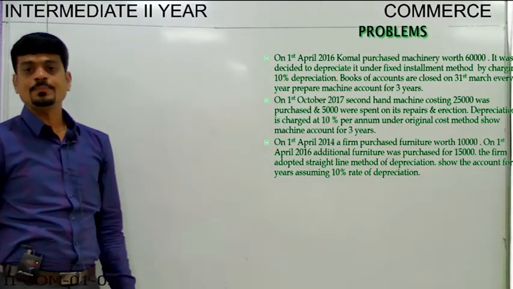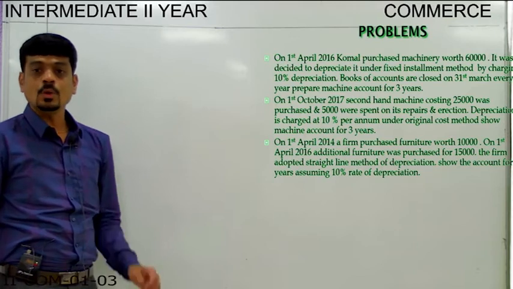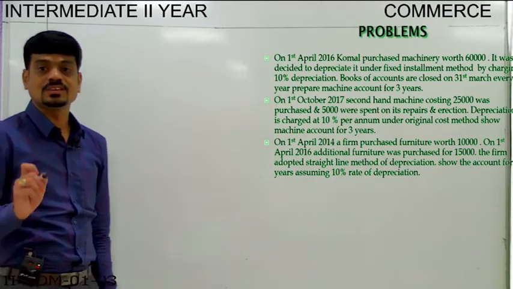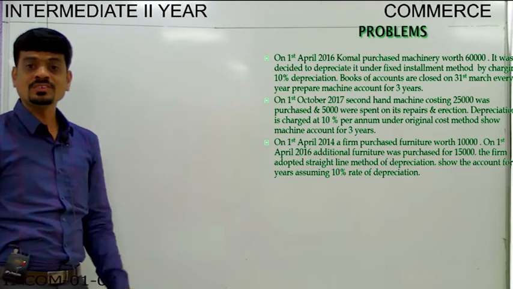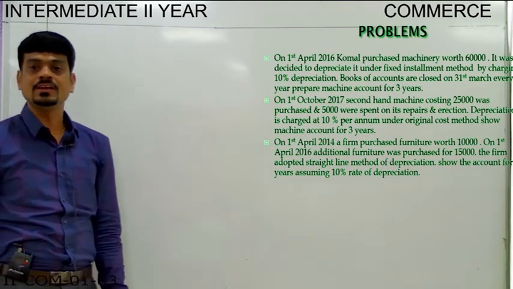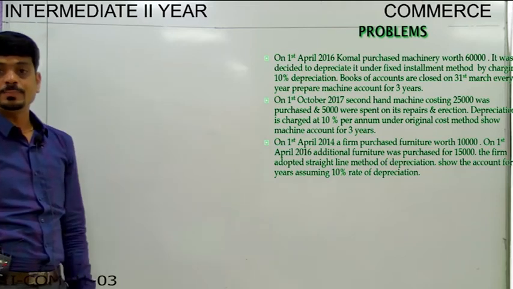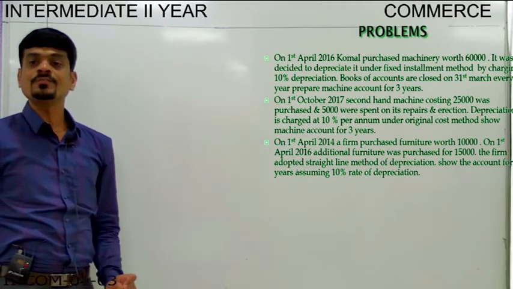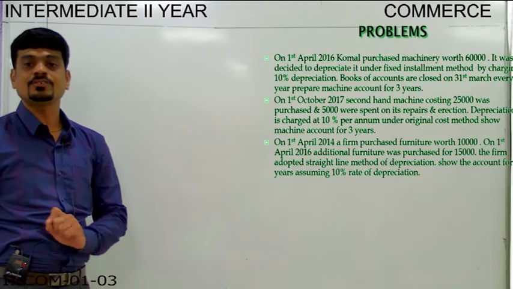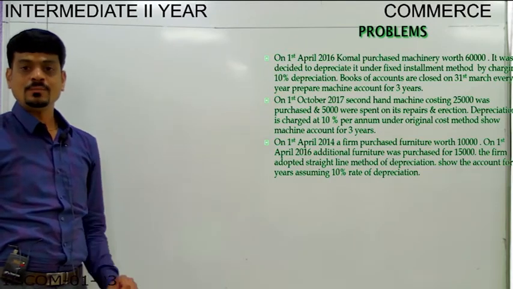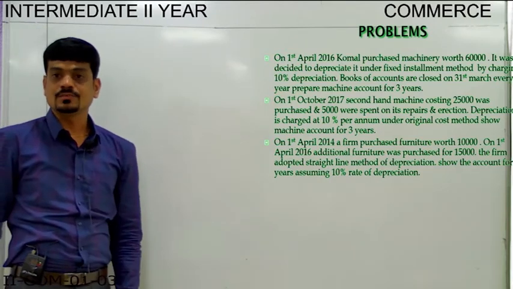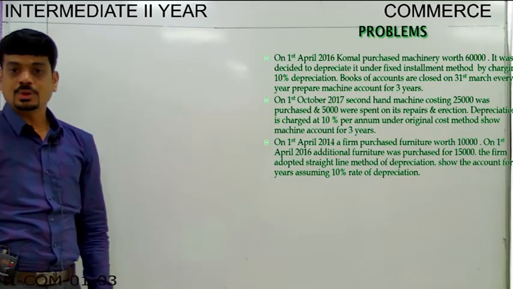On 1st April 2016, Komal purchased a machine worth 60,000. It was decided to depreciate it under the fixed installment method by charging 10% depreciation. Books of accounts are closed on 31st March every year. Prepare machine account for 3 years. Hope you all understood the question.